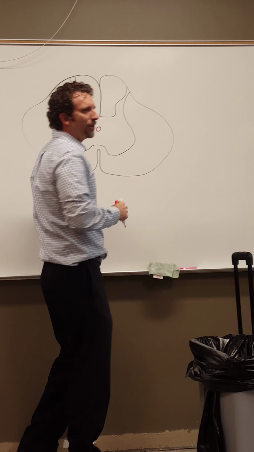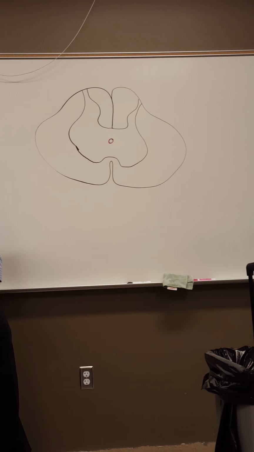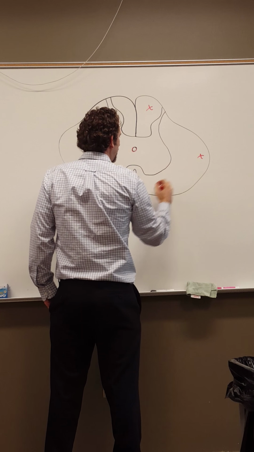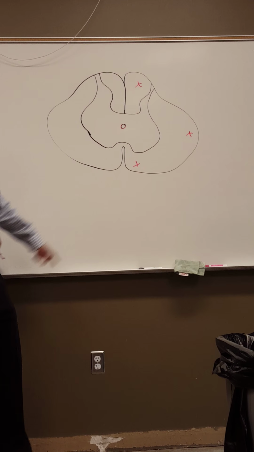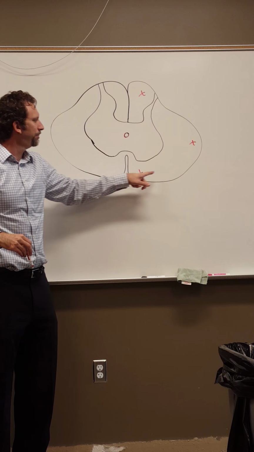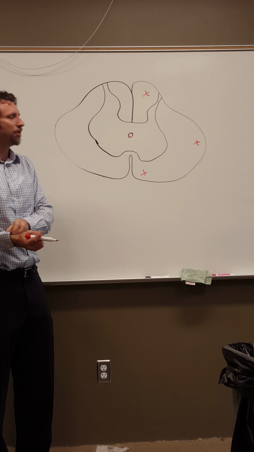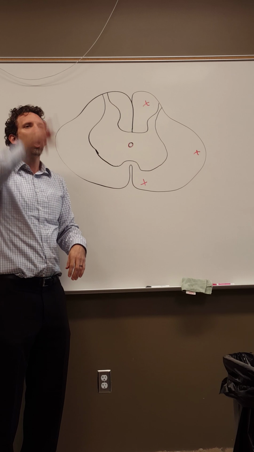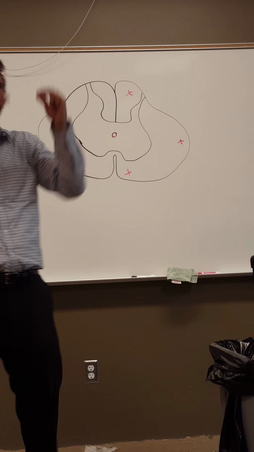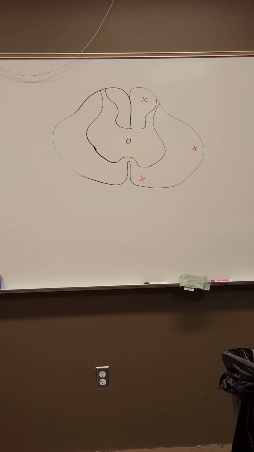Alright, so you got the white matter on the outsides, right? And the gray matter is on the insides. So the white matter, if I put little X's, okay? So there's the dorsal white column on the back, lateral white column, ventral white column. Okay, so columns are literally going up and down your spinal cord. So this is a cross section, so you don't really see the up and down movement, but that's what's happening.